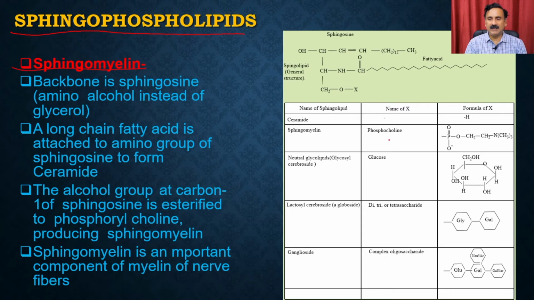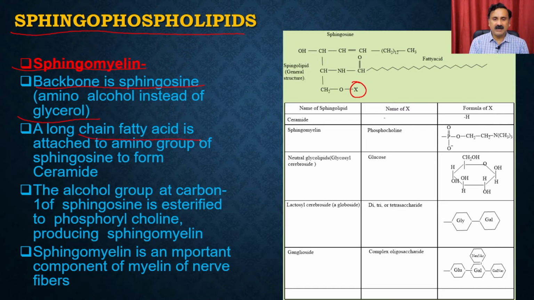So sphingomyelin is where you can have the sphingosine attached to one of the carbons. So in sphingolipids, you can also have the X molecule, and based on this X you can have different types of sphingomyelin. So the backbone is sphingosine instead of the glycerol in the case of sphingomyelin or sphingophospholipids.